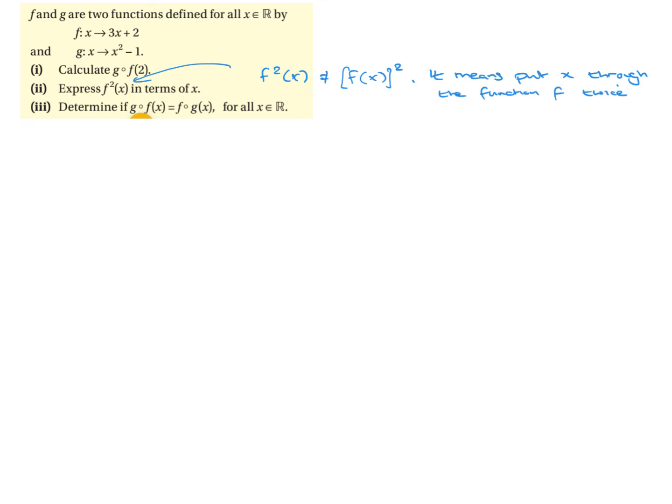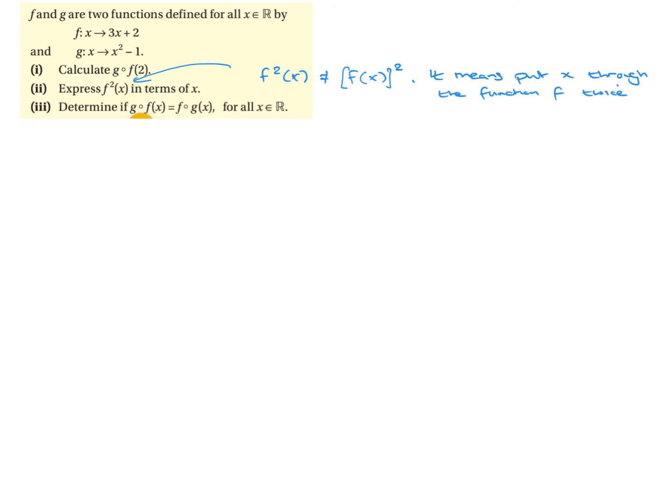Okay, so let's have a look at another example here. So what we have is the two functions f of x and g of x, and we've been asked to calculate g f of 2 and then f squared of x in terms of x, and we're going to check to see if these two things are equal to each other. We'd assume they're not going to be, because that happened not to be the case for the previous ones that we've done.